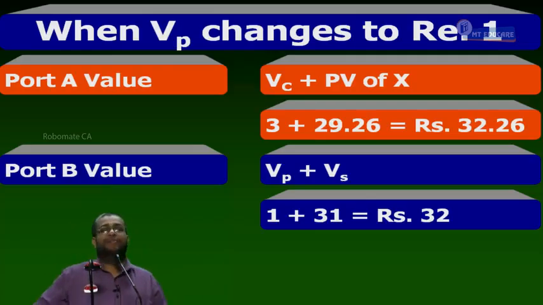Right now. Next. Step 7. Identification of arbitrage strategy. Shall I proceed or not? Write down. Portfolio A is overvalued.